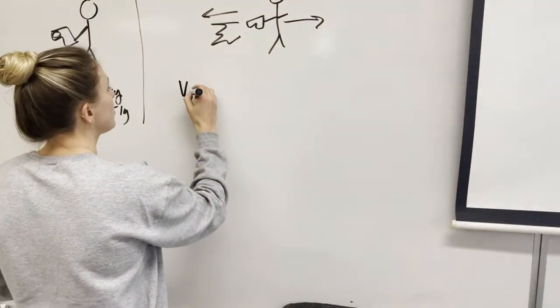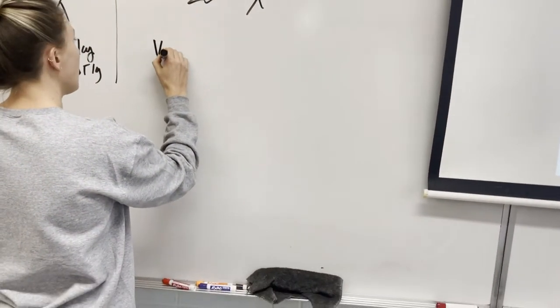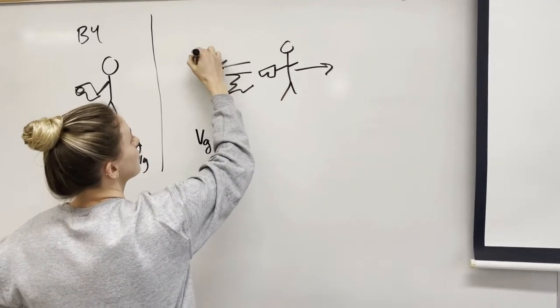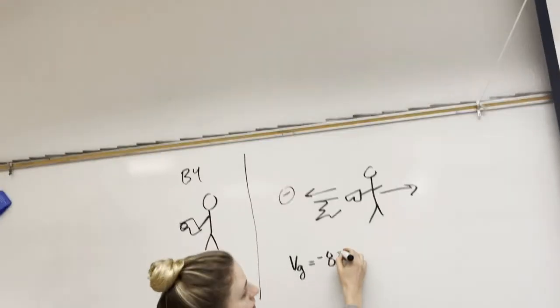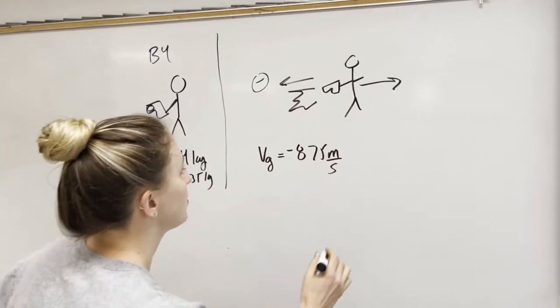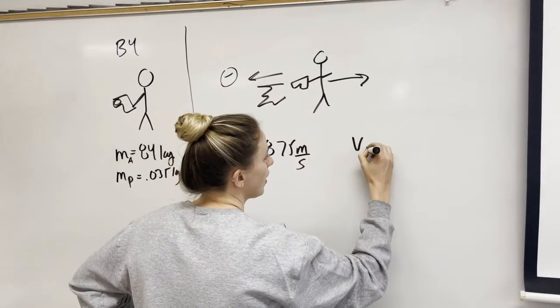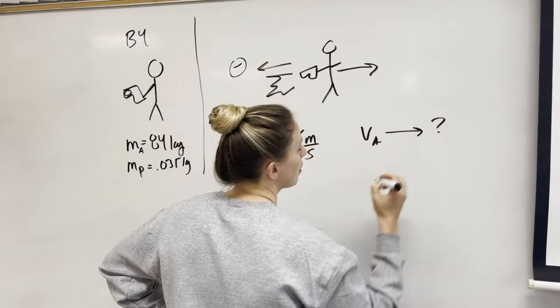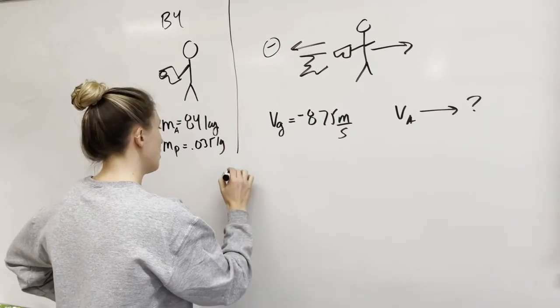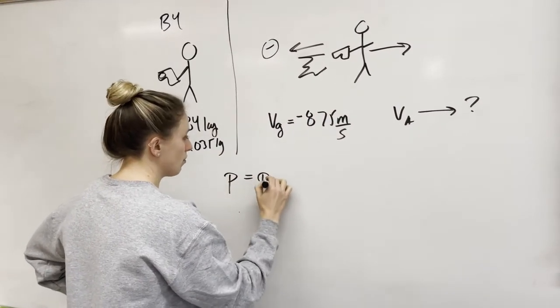So the velocity of the gas at the very end, I'm going to call this the negative direction. Negative 875 meters per second to the left, and we want to know what the velocity of the astronaut is. So we've got to do this: momentum before is equal to momentum afterwards.